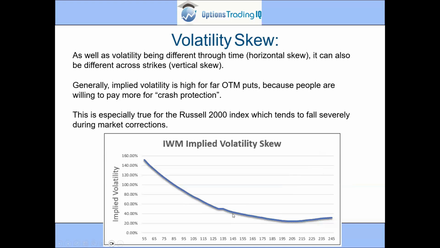So that's vertical skew when we're going up and down through the option chain within the 1 month, and horizontal skew is when we're going across the option chain across different months, different time periods, and that's where we get our contango and backwardation. So two different types of volatility skew.